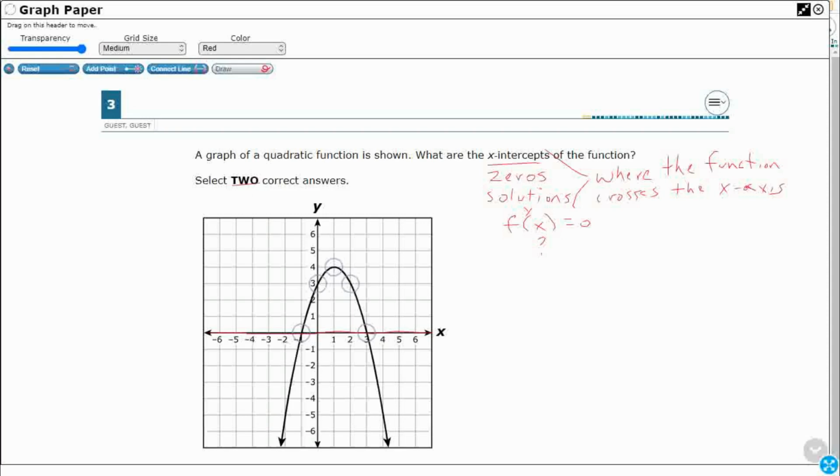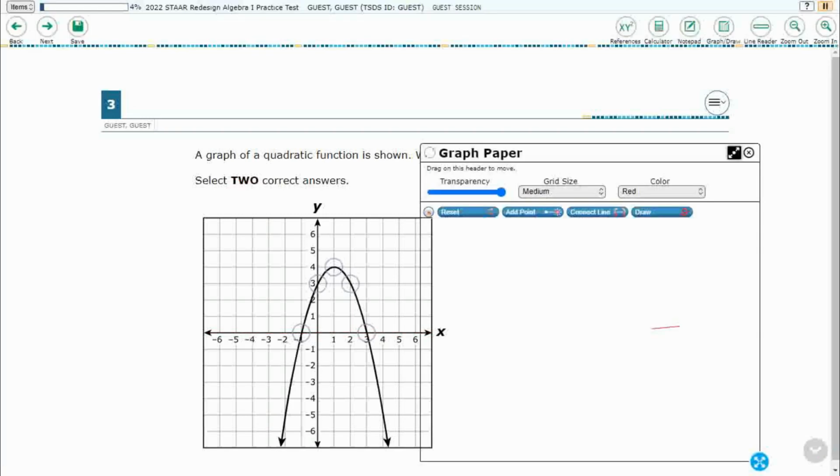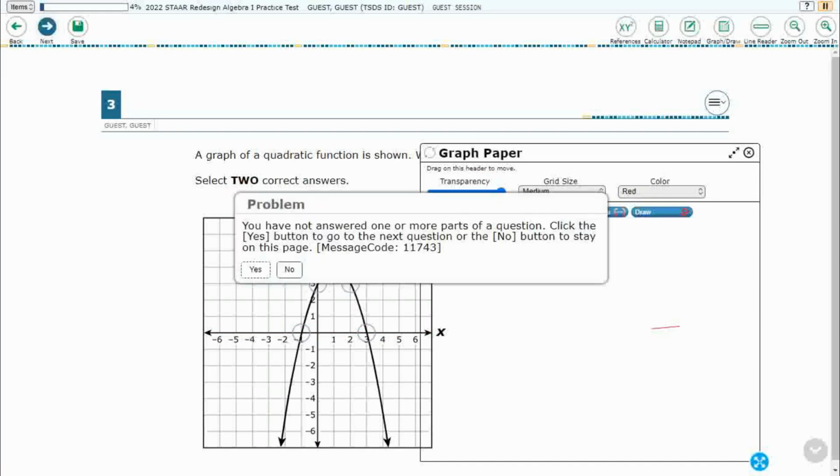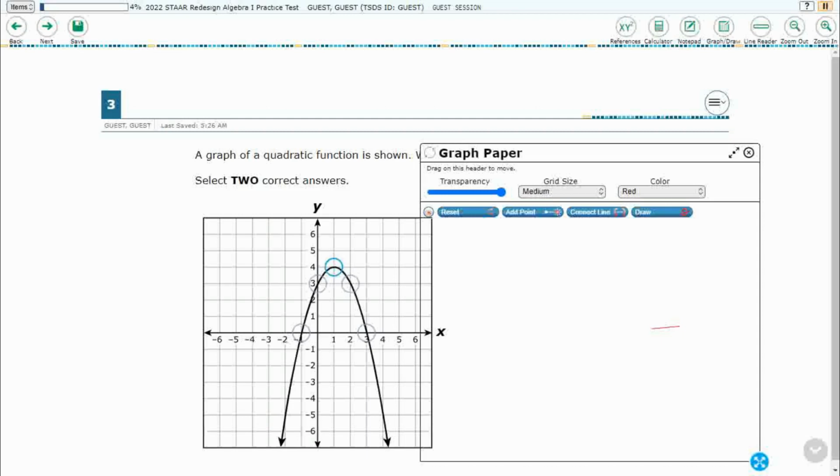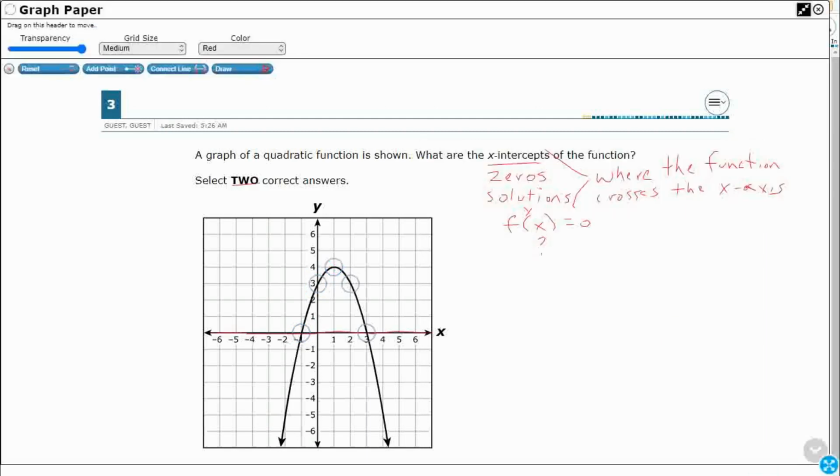And so this is a two-part problem. We've got two correct answers, so we need to bubble in both of them. And what we'll notice is if we just try to bubble in one and then move on, we will actually get an answer error message that says you have not answered everything. So we don't want to answer just one. And then if we try to answer 3, you notice I've selected 2 and I'm trying to click that third one. It's impossible to select 3. So that's a good feature there.